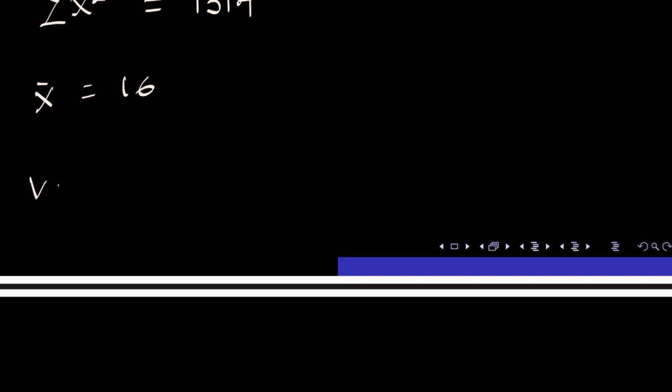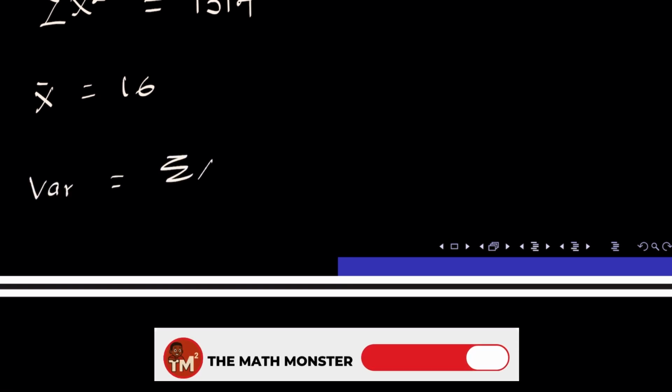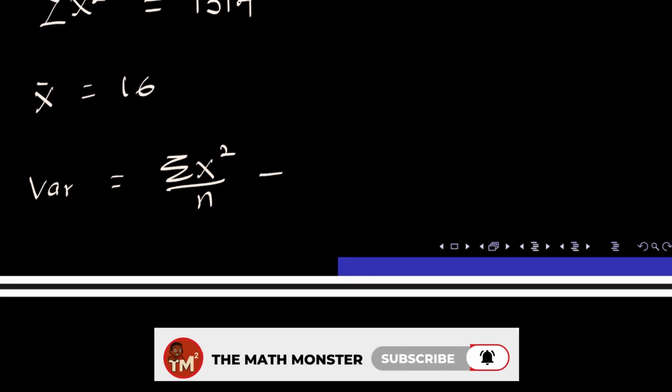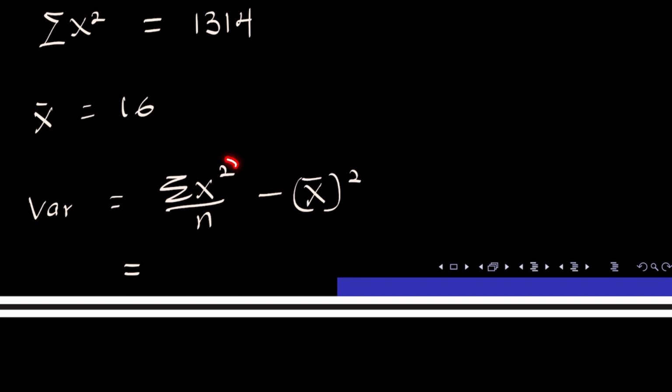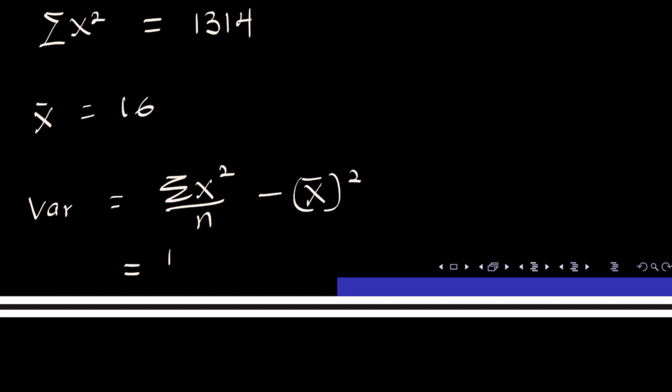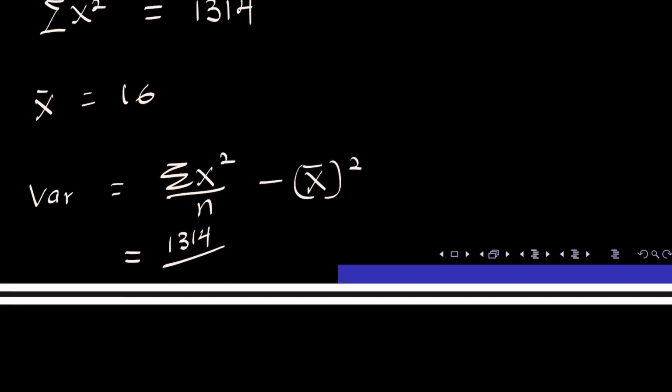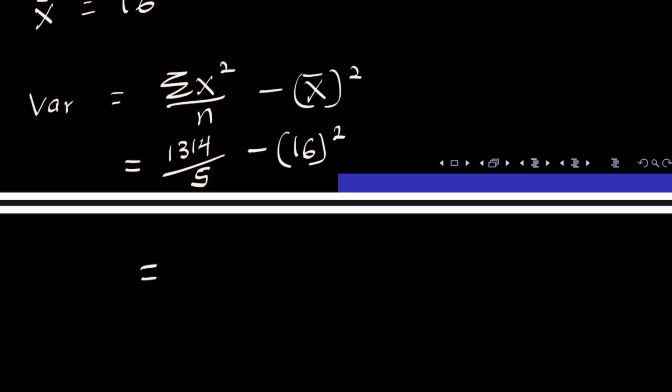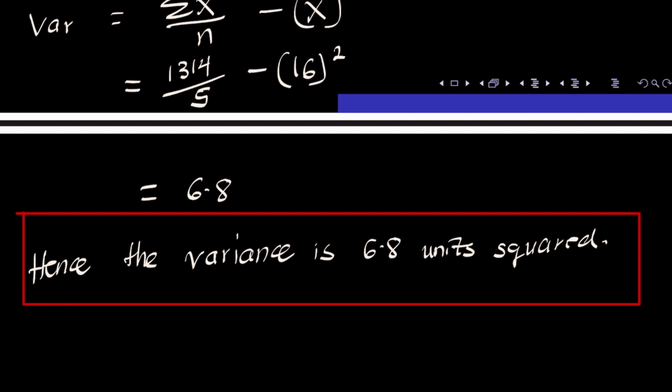And from above we have our mean to be equal to 16, so we can now compute our variance. So the variance is defined to be summation x squared on n minus mean all squared, and we have summation x squared giving us 1314, so that's going to be 1314 divided by n, and n is 5 in this case, minus the mean, which is 16, so 16 squared, and this will give us 6.8. Hence our variance is 6.8 units squared.